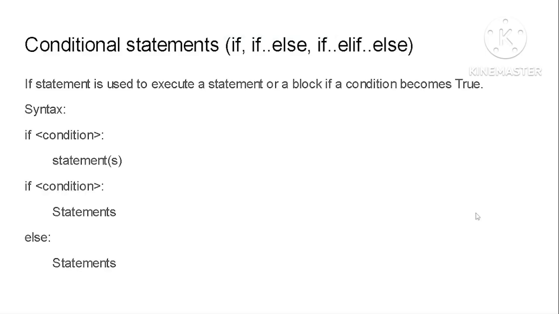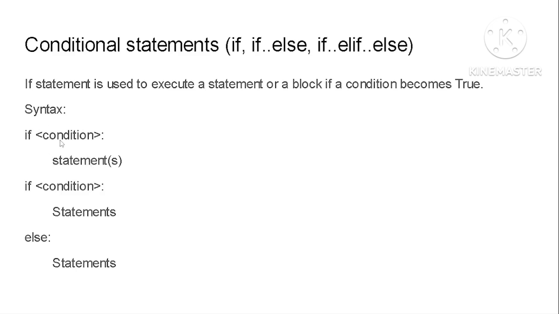Conditional statements in Python are used to run a particular statement if a condition is true. The simplest form of a conditional statement is the if statement, then if else, if elif else, and so on. The simplest form is if. If some condition is true, a particular statement or a set of statements will be executed.